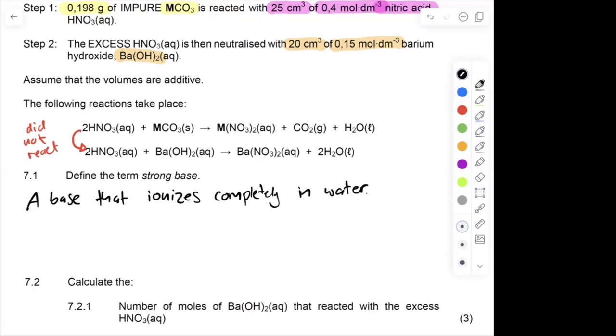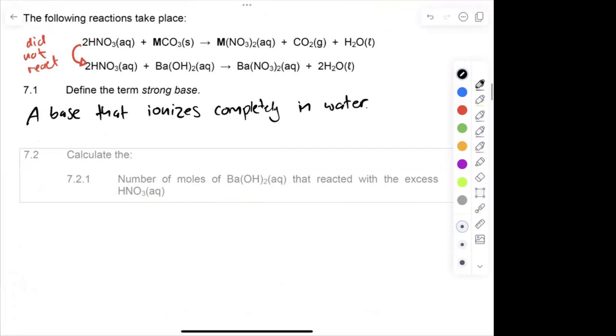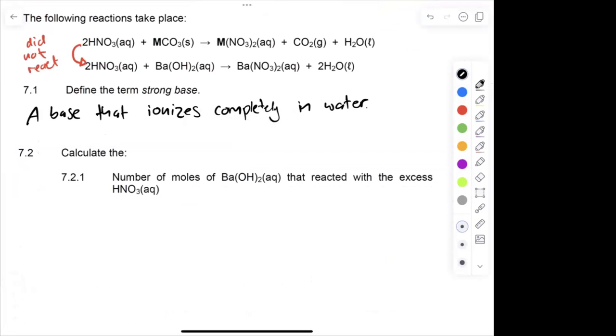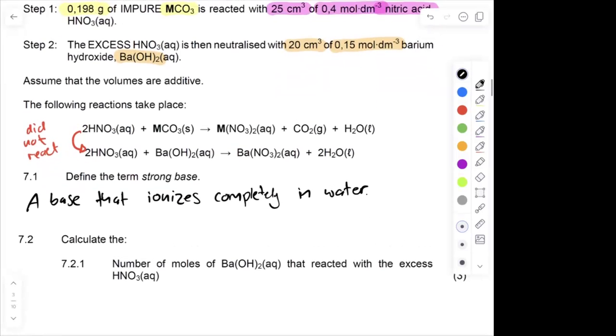Right. Then let's jump to 7.2. 7.2 says, calculate, let me just move it up so we've got more space to work. Calculate the number of moles of barium hydroxide that reacted with the excess HNO3. Okay, so that is not going to be too bad because we were told that the excess HNO3, so if we come back and look at step 2, the excess HNO3 is then neutralized with 20 cubic centimeters of 0.15 mole per decimeter cubed barium hydroxide.